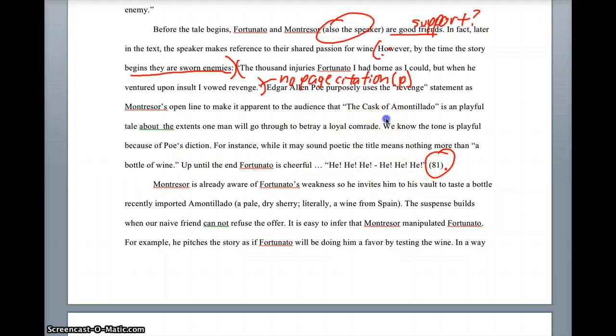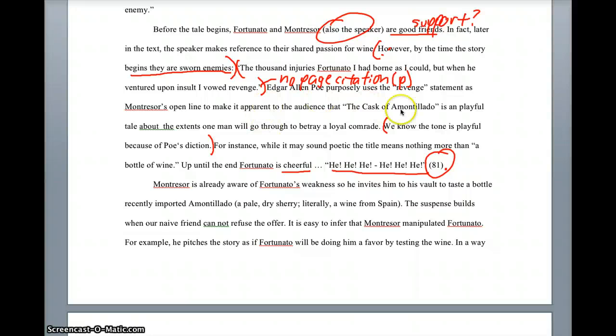Okay, see this point right here where they say, we know the tone is playful because of Poe's diction? That's a good point to make, because we talk about Fortunato being cheerful, and then there's the laughing. This is the kind of analysis that we're looking for. The author is looking for specific pieces of detail and diction. Diction means word choice. To show how Poe created or crafted this story. And that's the key piece here. We want to focus on detail. Every paragraph, every sentence should focus on detail and how that detail impacts the story.